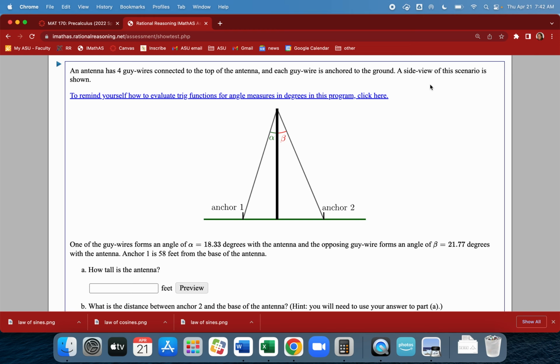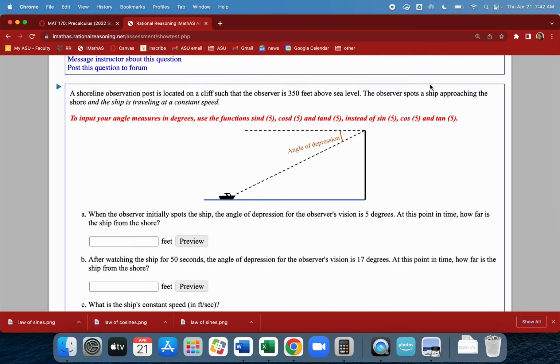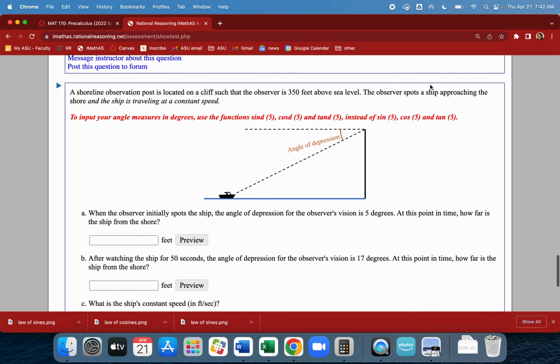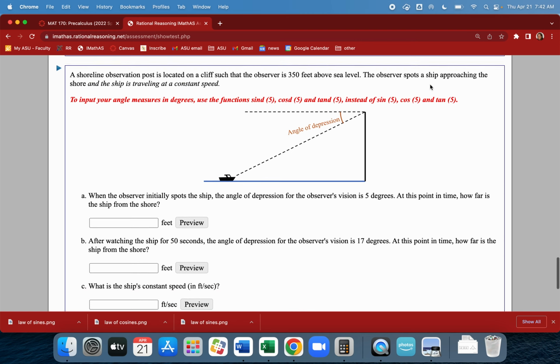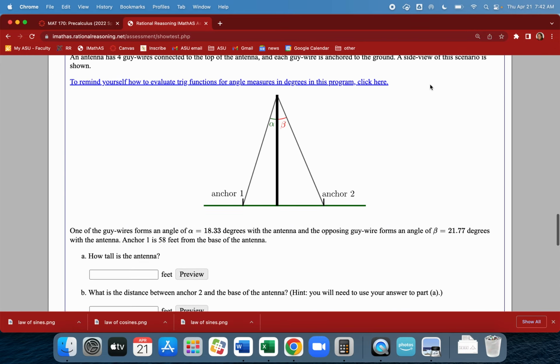Oh wait, no, this gives us this. Sorry, I'm looking for a different picture. This one where there's, here's, how far? No, I swear there's one with an unknown angle in this.